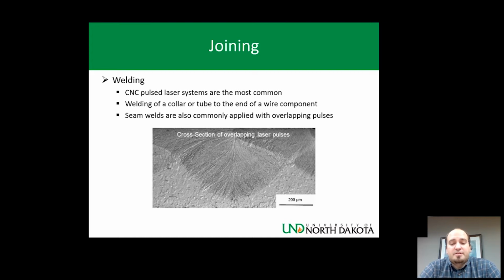Spot laser processes are commonly used for tack weld type applications, for example, welding of a collar or a tube to the end of a wire component. Seam welds are also commonly applied where overlapping of pulses is achieved through timing stage motion with the pulsing frequency of the laser source. An overlapping of greater than 80% is usually recommended for hermetic sealing type applications.